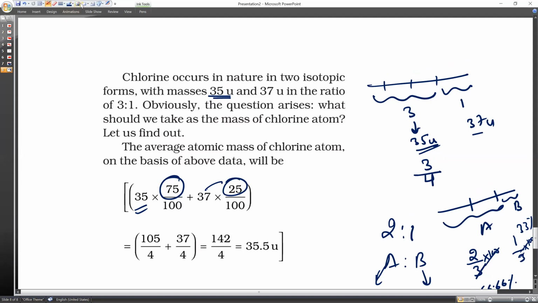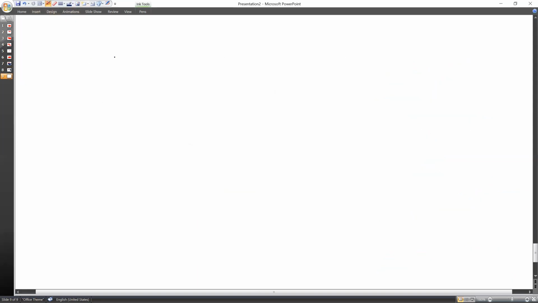Got it? So let me give you one more example. If A and B have the ratio 2 is to 3, then what is the percentage of A and B?